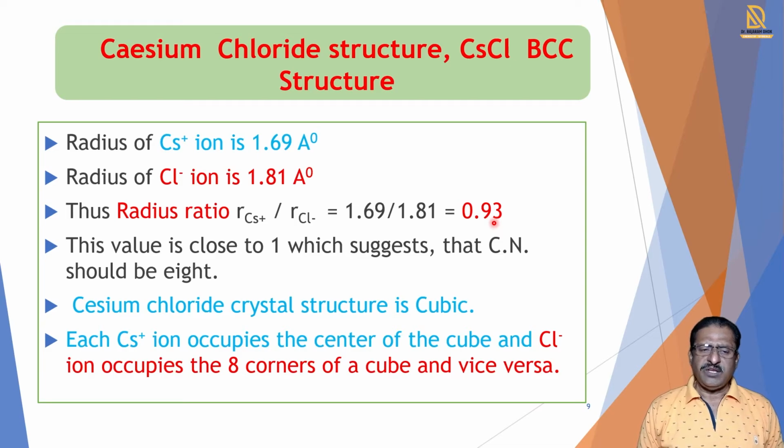So this 0.93 value is close to 1. This suggests that coordination number of this ionic solid should be 8. So Caesium chloride crystal has cubic structure, and here each Caesium ion is surrounded by 8 Cl minus ions, and every Cl minus ion is again surrounded by 8 Cs plus ions, and this is continued in all the three directions, and there is formation of this BCC structure.